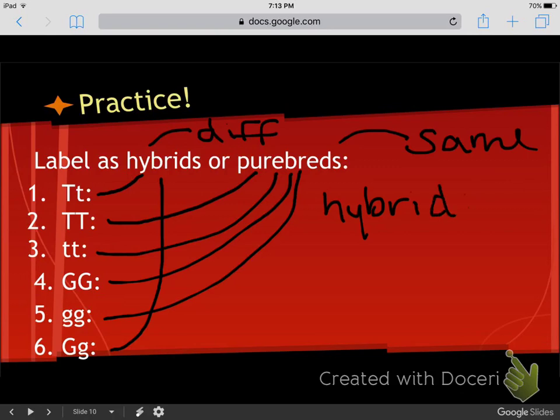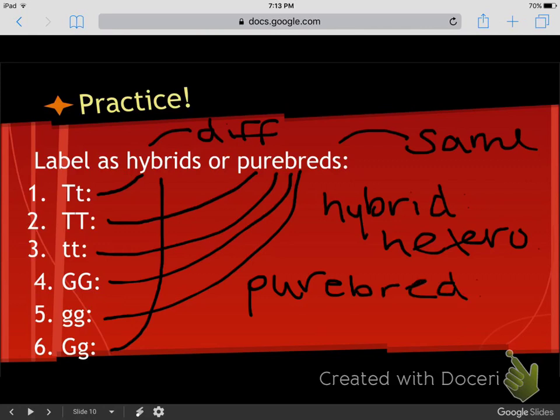Remember how we talked about for a hybrid, another word for it is heterozygous. And then for the purebred, another word for that was homozygous. And the key way to remember it is by these prefixes here. Hetero meaning different, homo meaning same.